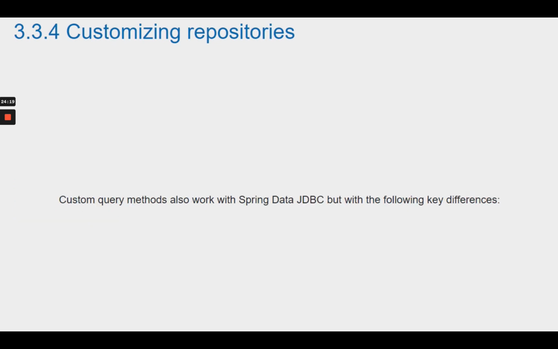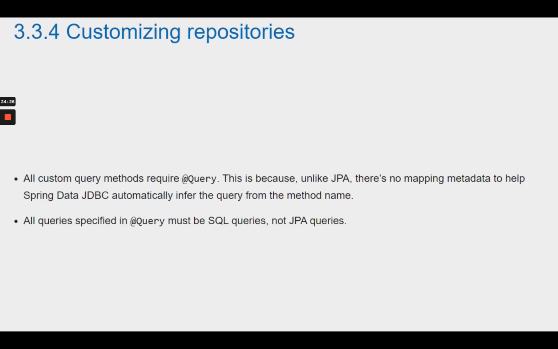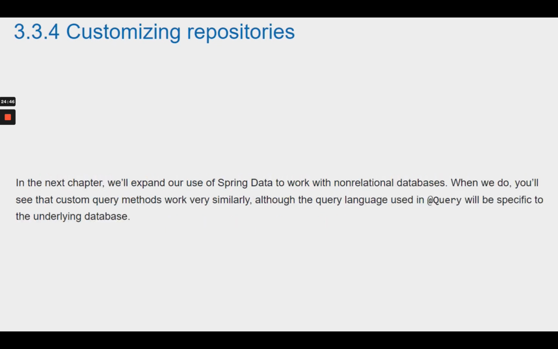Custom query methods also work with Spring Data JDBC, but with the following key differences. All custom query methods require @Query. This is because, unlike JPA, there's no mapping metadata to help Spring Data JDBC automatically infer the query from the method name. All queries specified in @Query must be SQL queries, not JPA queries. In the next chapter, we'll expand our use of Spring Data to work with non-relational databases. When we do, you'll see that custom query methods work very similarly, although the query language used in @Query will be specific to the underlying database.